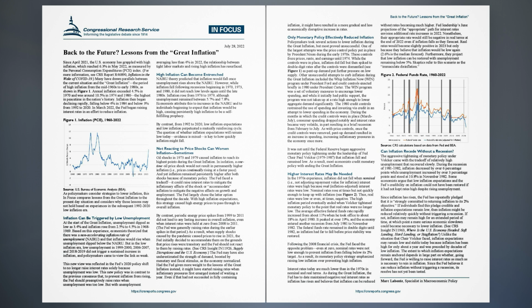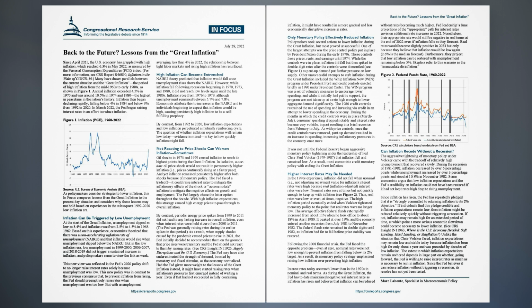The high inflation period eventually ended when Volcker tightened monetary policy to the point that real rates were no longer low. The average effective federal funds rate rapidly increased from about 11% when he took office to about 18% in April 1980. It peaked at over 19%, and the economy entered another recession from July 1981 to November 1982. The federal funds rate remained in double digits until 1982, as inflation had far to fall before price stability was restored.